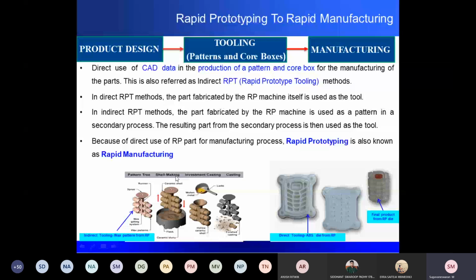If you look at this picture, it is an investment casting. Can you see this picture? At the bottom, there are two pictures, right? Yes, anyone can put a reply. Could you be able to see this picture? Yes, sir. Okay.